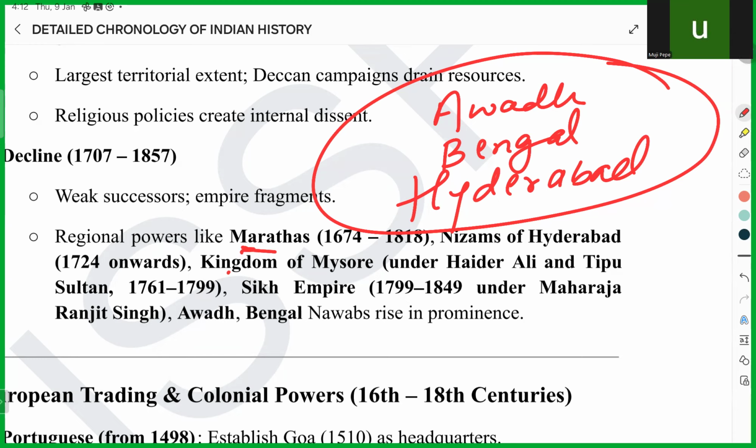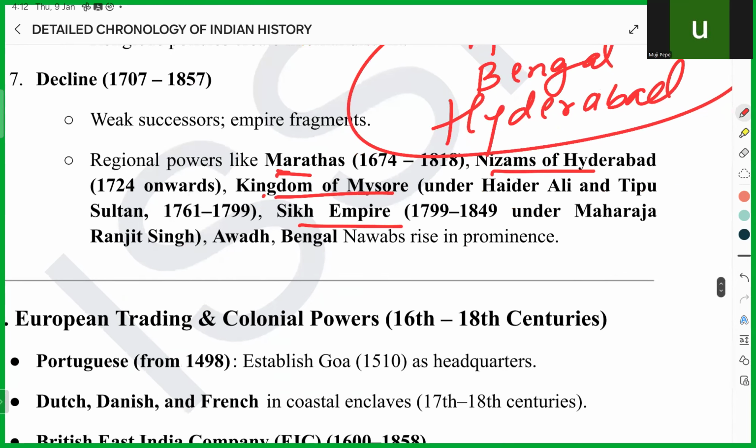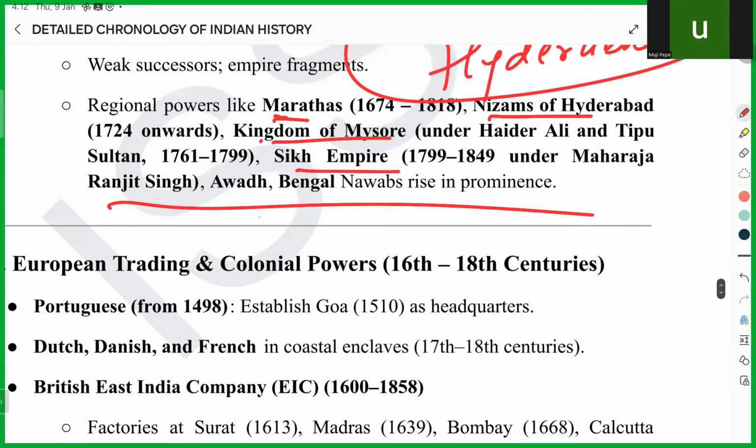So Marathas, Nizams of Hyderabad, Kingdom of Mysore, Sikh Empire also started. So whenever a big empire collapses, other small areas they rise up. So वही यहाँ पर भी हुआ. And finally, they all were replaced by the English. They all were replaced by whom? They all were replaced by the English. Okay.